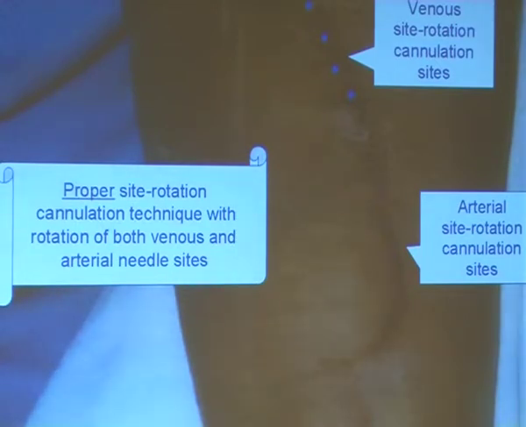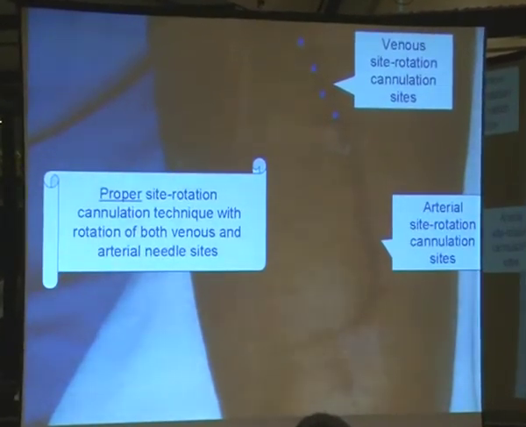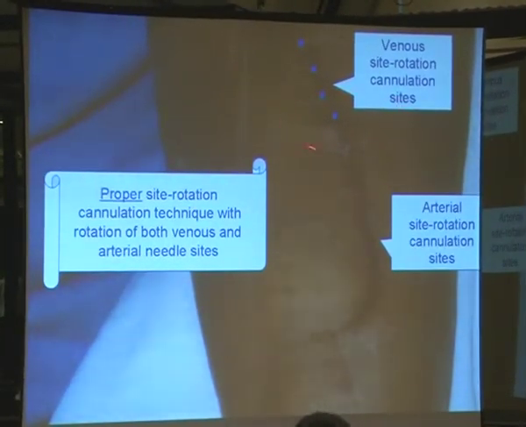This is the diagram where I have tried to show a good AV fistula. We have a good length, and we have these sites which can be rotated for the venous side and these sites which can be rotated for the arterial side. At any given time, we all know that the distance between the arterial and the venous side has to be 2 to 3 centimeters. So these are the presumable sites, and if we exhaust all the sites, we go back to the first one. This is what needs to be done ideally in a site rotation technique.